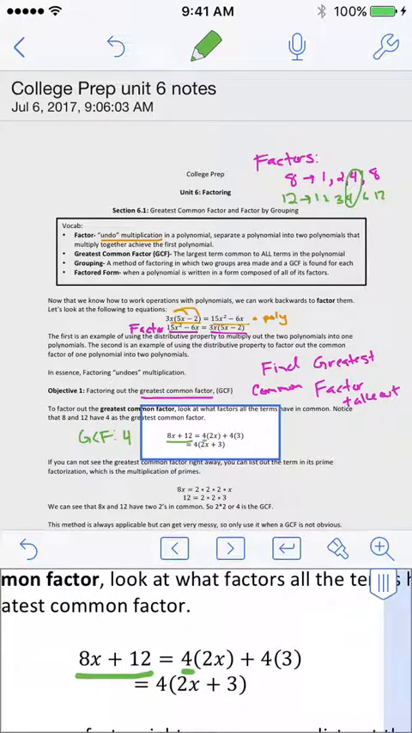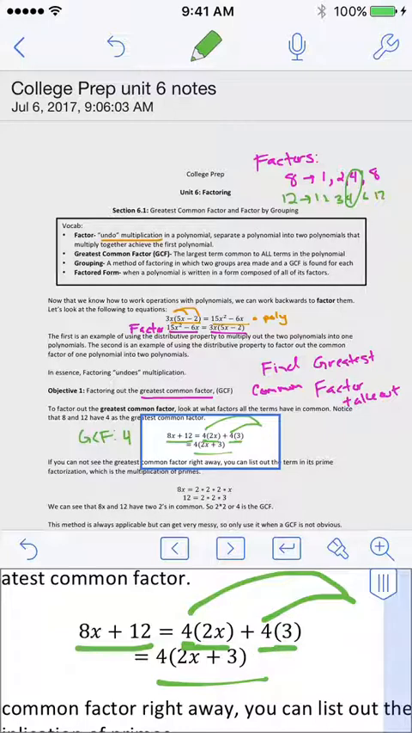Once I find their GCF, I can remove it, or essentially divide by it from each term. So in the first term, I change 8x to 4 times 2x. In the second term, I change 12 to 4 times 3. Then, this is the important part, we're going to use the distributive property in reverse. So we're going to take it out instead of distributing it in, and we end up with 4 times 2x plus 3, and we have factored. So that's the idea. If we had gone backwards, if somebody had given us this as the original problem, then we would distribute it in and combine to get 8x plus 12. So we're undoing the multiplication here.